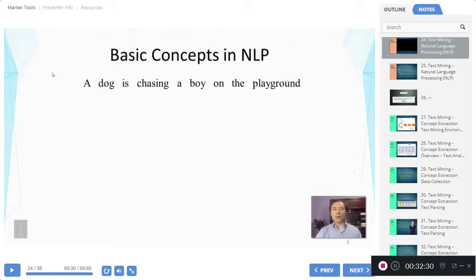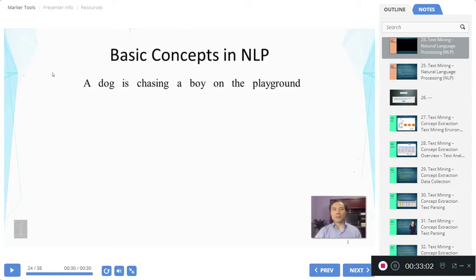We're going to take a look at the basic concepts in natural language first, and I'm going to explain these concepts using a simple example that you are seeing here. A dog is chasing a boy on the playground. Now, this is a very simple sentence. When we read such a sentence, we don't have to think about it to get the meaning of it. But when a computer has to understand the sentence, the computer has to go through several steps.